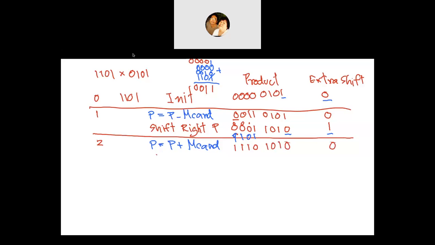Again, we have to shift right the product. Too lazy to write down the whole word. So when I shift right the product, this 0 goes to the extra shift. So I get the 0 in extra shift. And 1, 0, 1, and then 0, and then 1, 1, 1. And what should I put in here? We do sign extension shift right. So we put 1 there. And this is the second step.